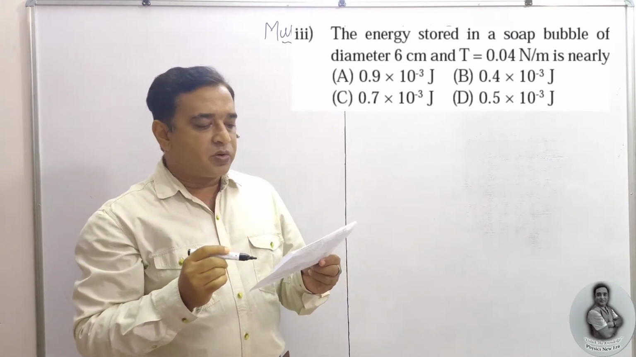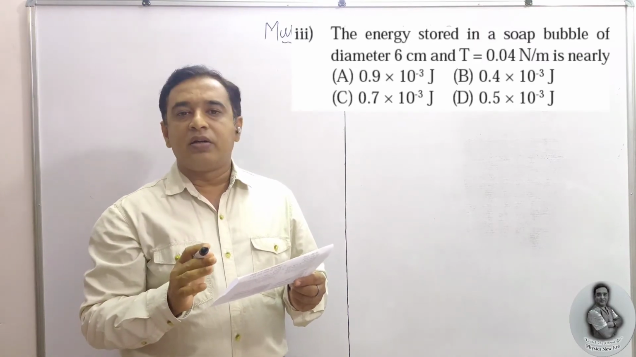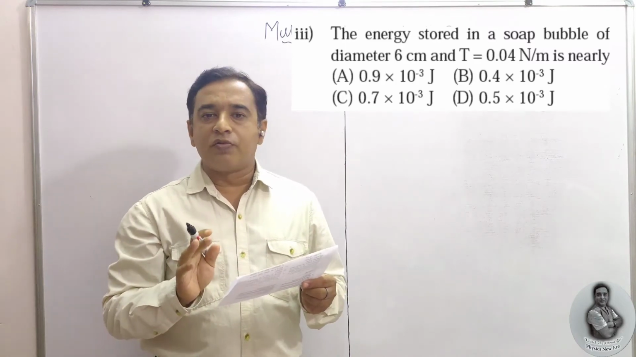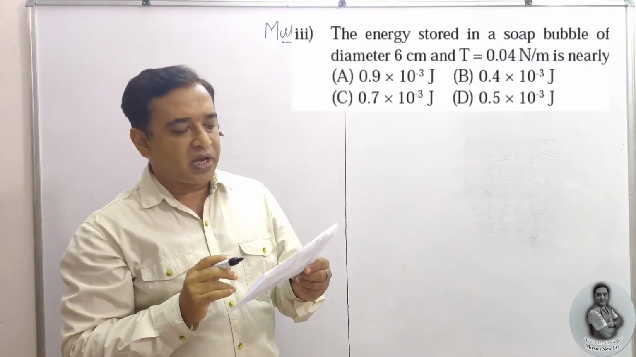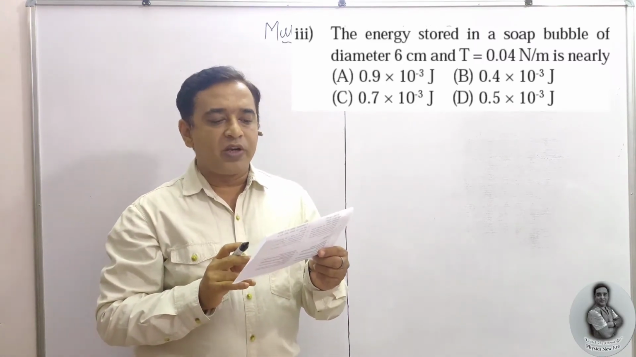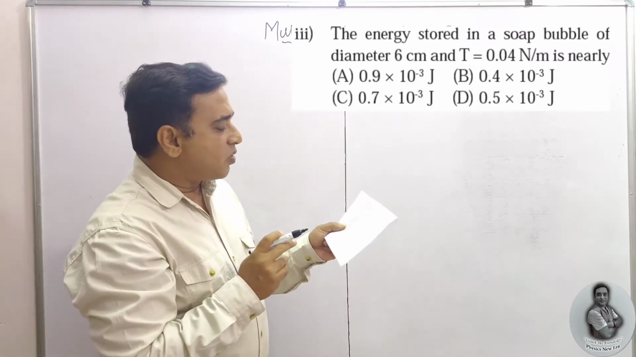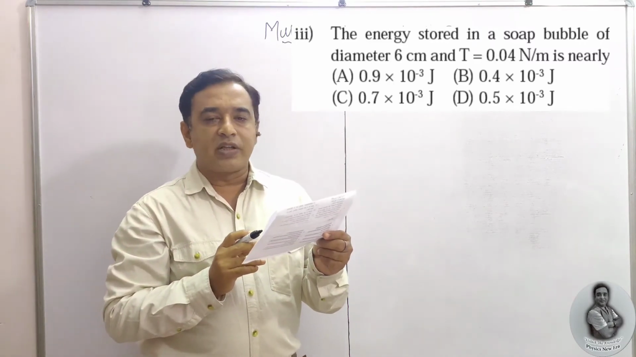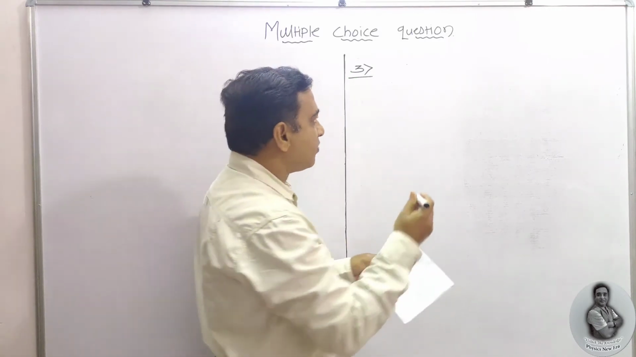Here, the energy stored in the soap bubble of diameter 6 centimeter, and T is nothing but surface tension, equal to 0.04 Newton per meter, is nearly: A option 0.9 into 10 raised to power minus 3 joule, B option 0.4 into 10 raised to power minus 3 joule, C option 0.7 into 10 raised to power minus 3 joule, and D option 0.5 into 10 raised to power minus 3 joule. So here one by one we are going to write what is given.